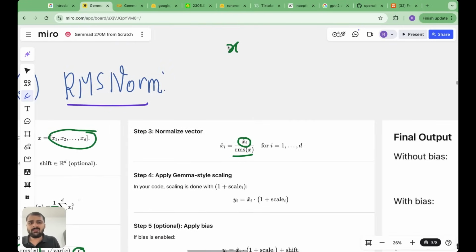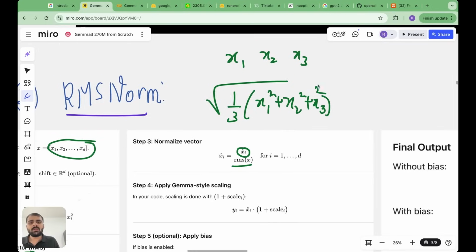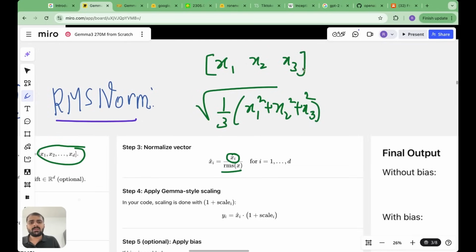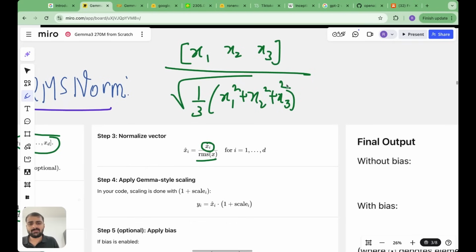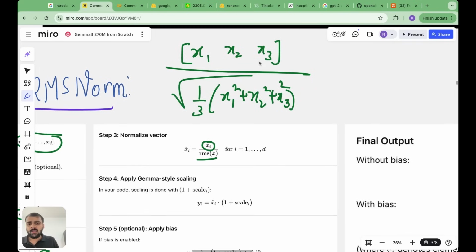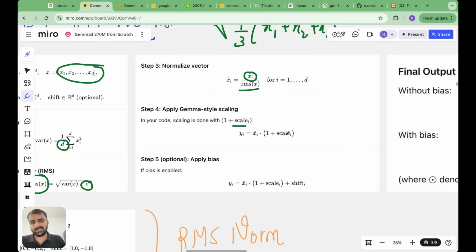So essentially, if you have x1, x2, and x3, the RMS is just going to be the square root of 1 by 3 times x1 square plus x2 square plus x3 square. So if this is my vector, then the RMS norm is just x1, x2, x3 divided by this. That's the RMS norm. Now, when you use LLMs or language models, they apply some scale and shift parameters as free parameters or trainable parameters, just so that if you want to shift or scale the vector. So these are trainable parameters.